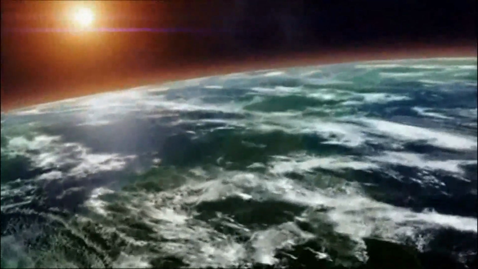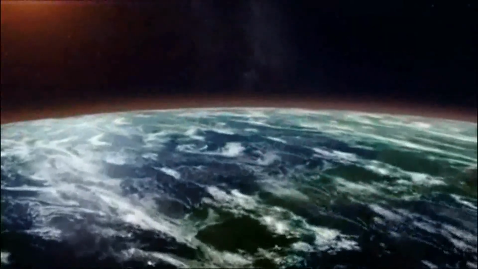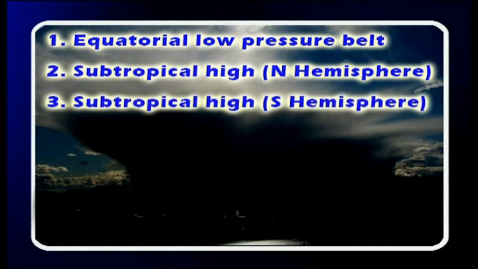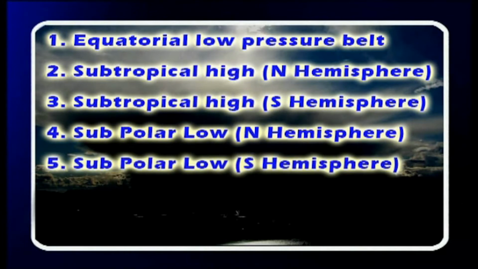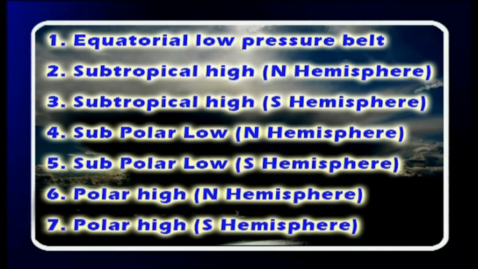This region where cold polar winds and warmer westerly winds clash is called the polar front. There are 7 alternating low and high pressure belts: equatorial low pressure belt, subtropical high of the northern hemisphere, subtropical high of the southern hemisphere, subpolar low of the northern hemisphere, subpolar low of the southern hemisphere, polar high of the northern hemisphere, and polar high of the southern hemisphere.